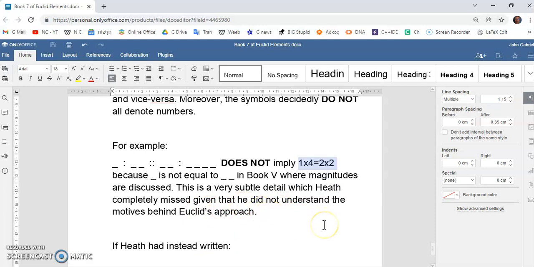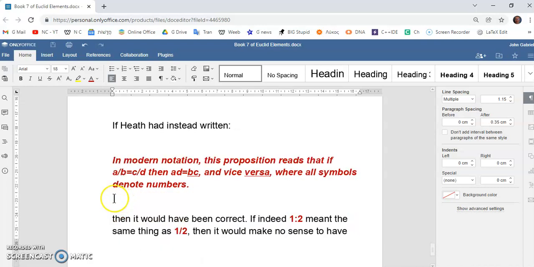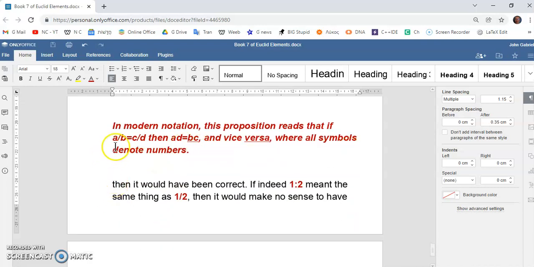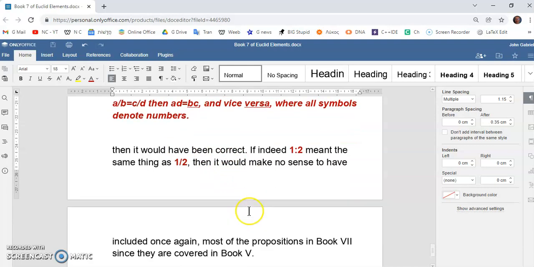Given that he did not understand, and also all the morons of the last 2,000 years also did not understand the motives behind Euclid's approach. Mainstream mathematics academia is incorrigibly stupid, arrogant, and vile. So they cannot be corrected. Now, if Heath had instead written A over B is equal to C over D, then AD equals BC, then it would have been correct, okay?